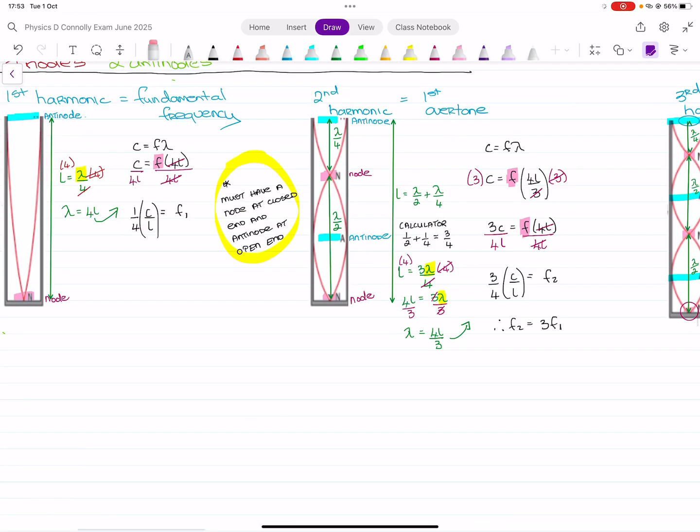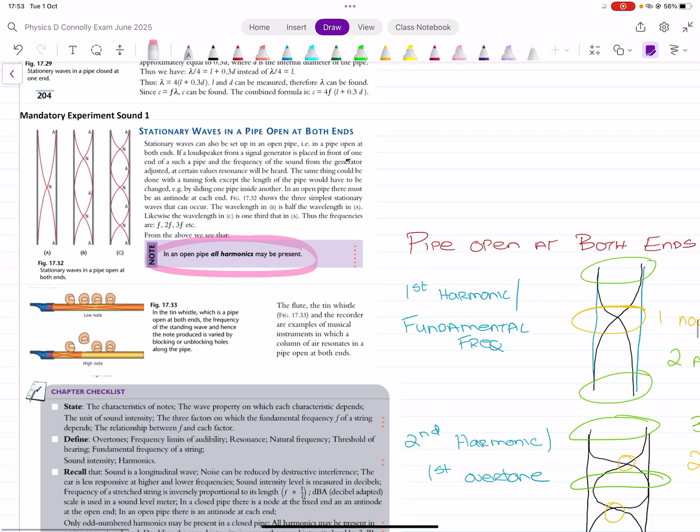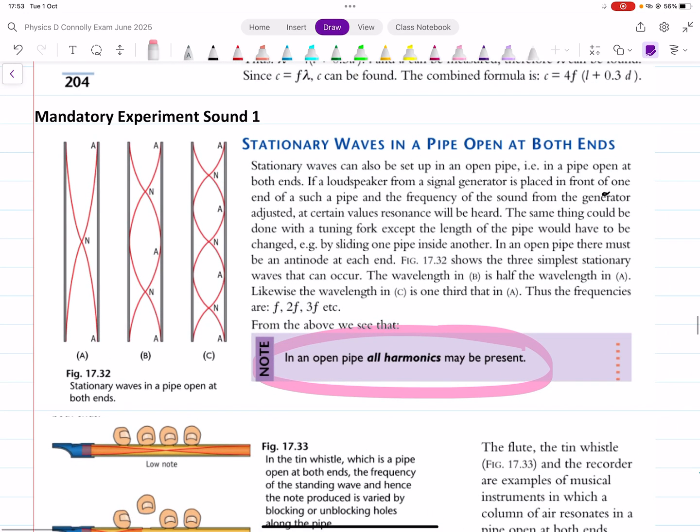Okay, now what I want you to do is, you can see there, mandatory experiment sound 1. So there is an experiment that we're going to do where we're going to set up a standing wave in a pipe closed at one end, and we're not trying to prove the harmonic thing. We're more just trying to find the fundamental frequency. But yeah, I'll show you that experiment. We actually use it to find the speed of sound in air, which is quite cool.